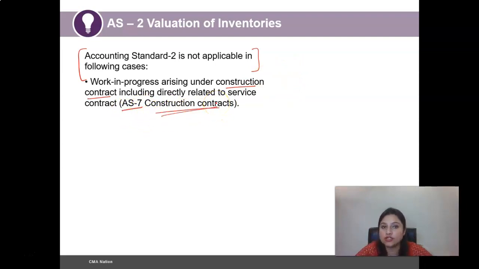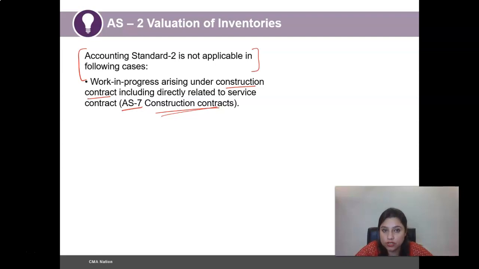So you have to pay attention while solving objective type questions. A trick question can be asked, wherein the question can be formulated to make the student assume that it is being asked on AS2. However, by including work in progress related to a construction contract, they can test whether the student is able to identify that AS2 will not be applicable here.